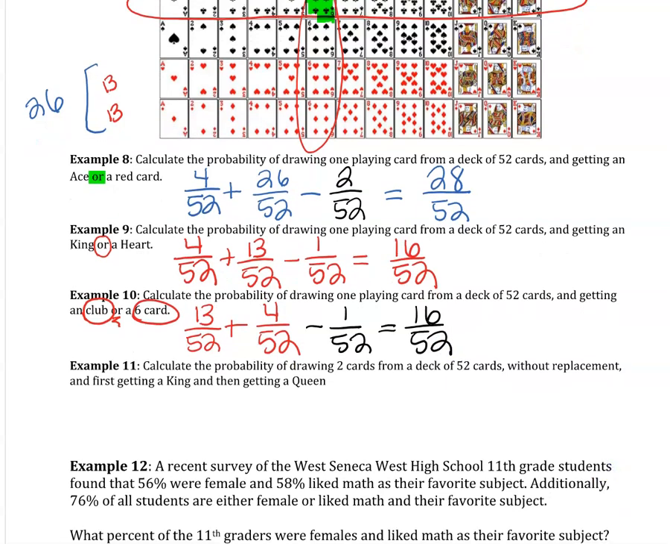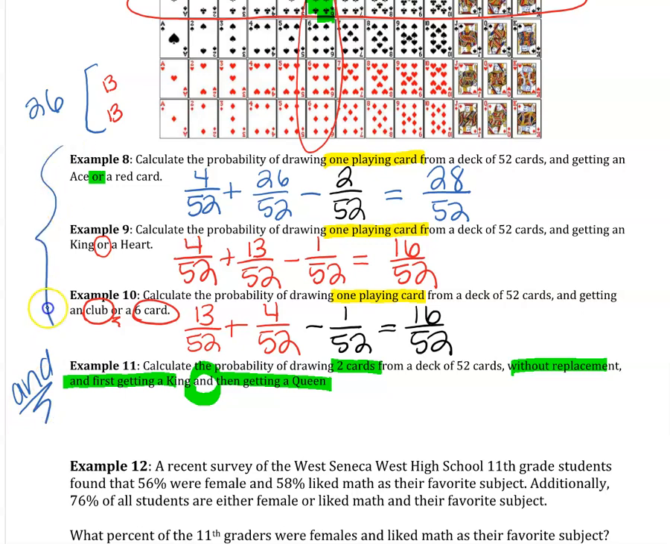Calculate the probability of drawing 2 cards from a deck without replacement and first getting a king and then getting a queen. So notice how the terminology changed. In the other problems, I was picking 1 playing card, just like how I was doing 1 roll with my die problems. Now I'm going back to picking 2 separate cards. As we discussed in our last lesson, without replacement means you don't put the card back. So now we're back to doing an and, where the rest of these were or probabilities.